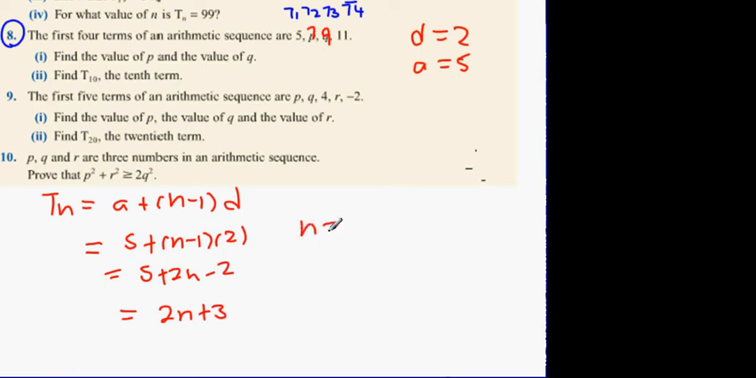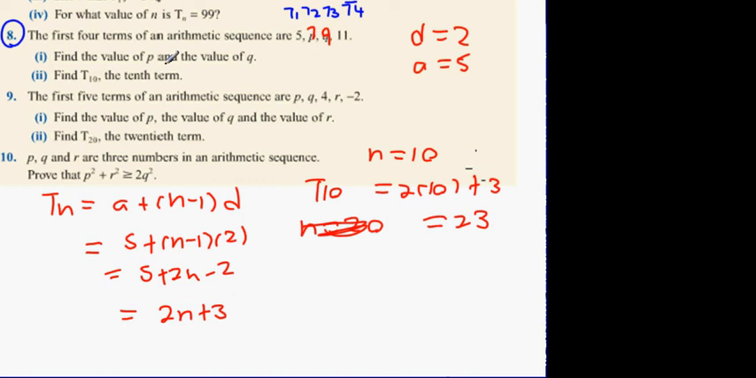Replace in n equals 20. So when we replace in Tn, we're looking for T10. So n equals 10. Replace in 10, and we get 2 times 10 plus 3 is 23. Okay, so 23 is the 10th term.